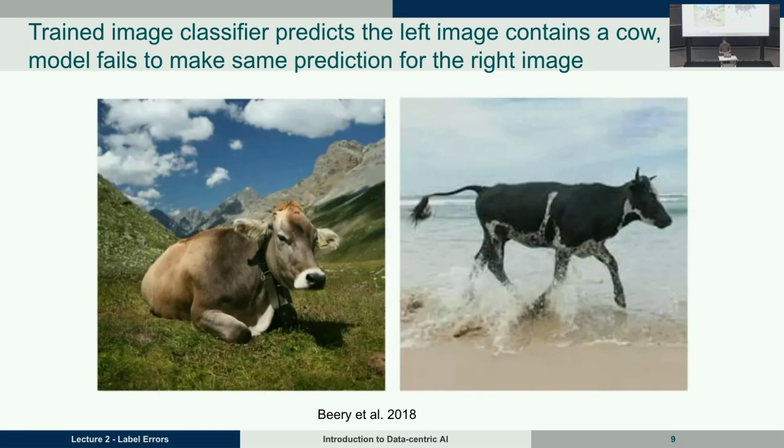And so one example I want to get into is, here are two different images of cows. This is actually from a real application, and there was a model trained to predict cows. This model was able to correctly identify that the left image contains a cow, but not the right image. Does anybody have any guesses why that might have been the case?